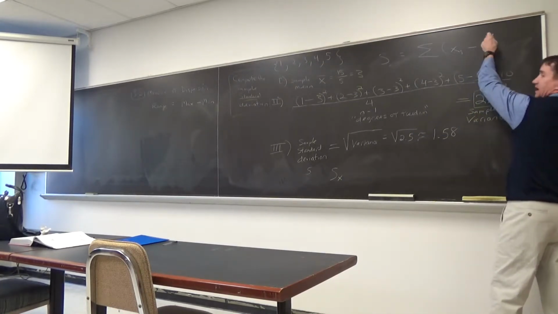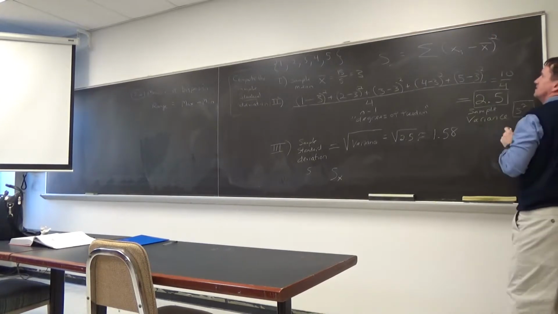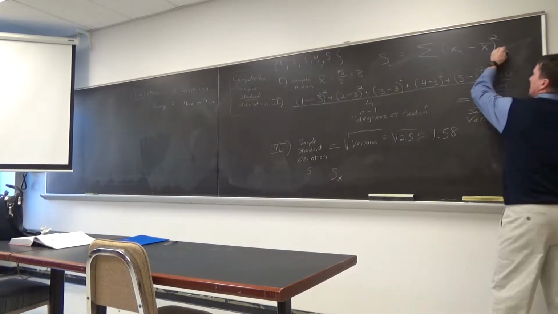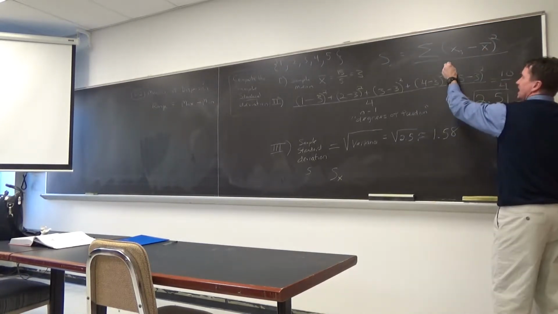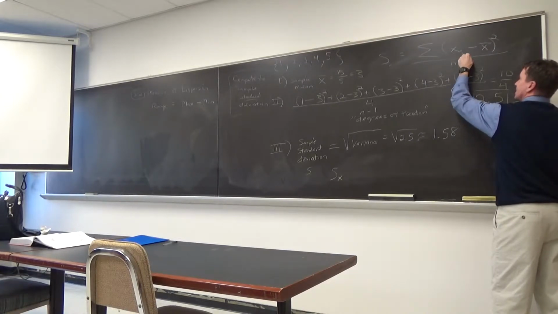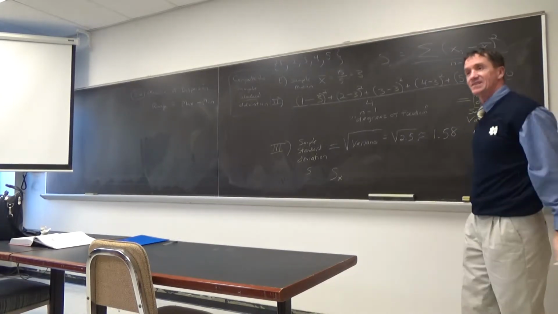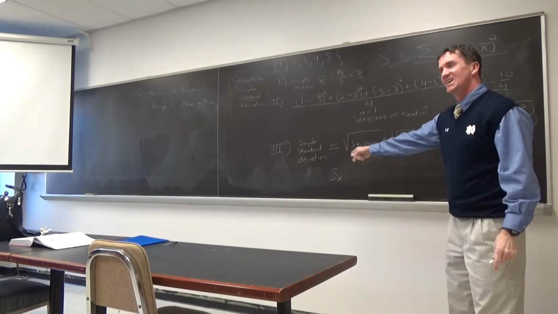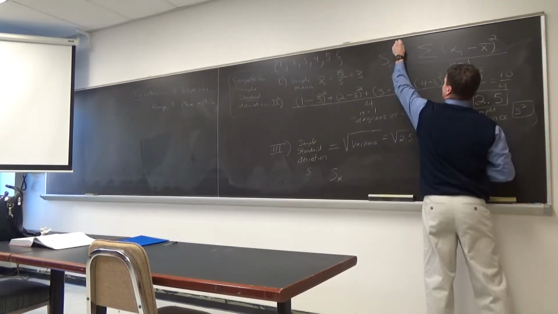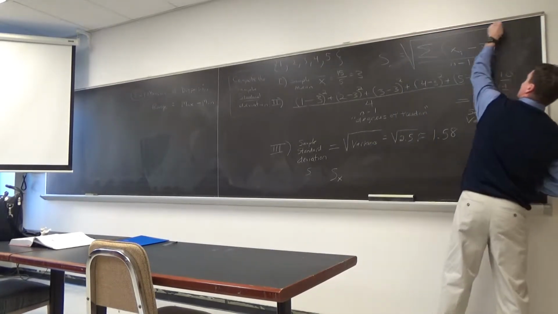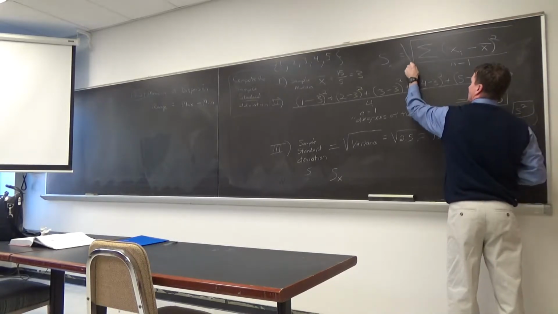I'll close the parenthesis, and don't I have to square these? Yeah. And then I'll put a big fraction, and then underneath I put not n, but n minus 1. And there's one more symbol I have to add to this. What do we do in step 3? Square root. So this thing looks like a monster, doesn't it? Make sure I get that radical over the whole thing.